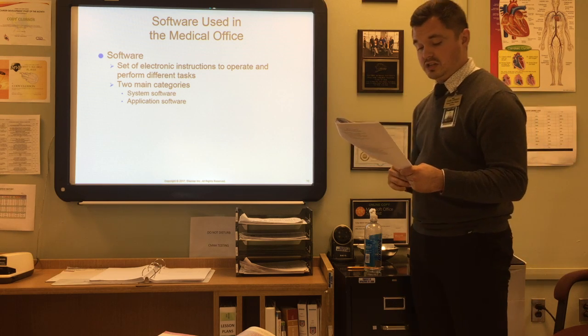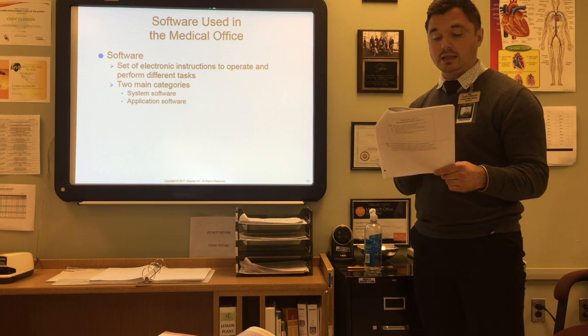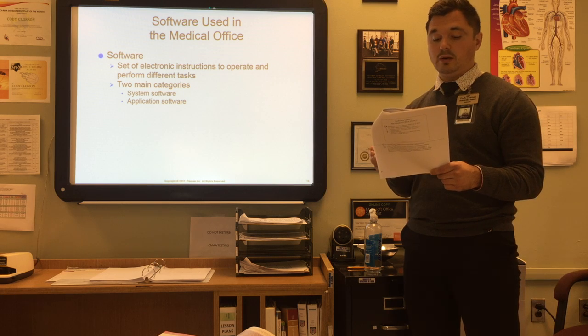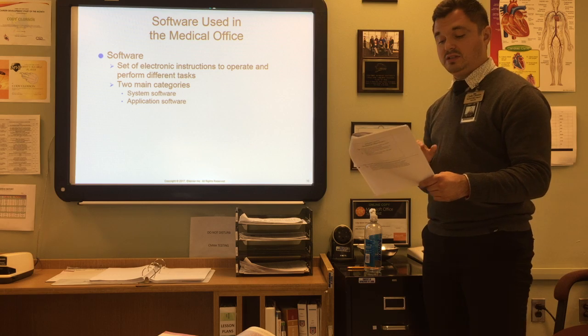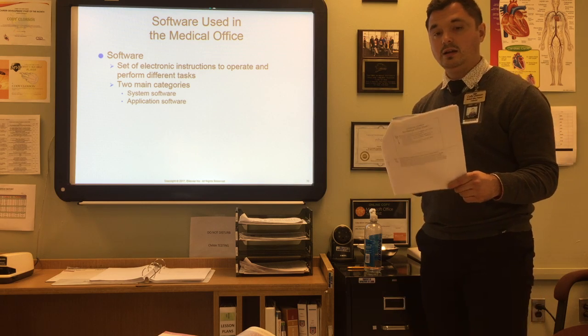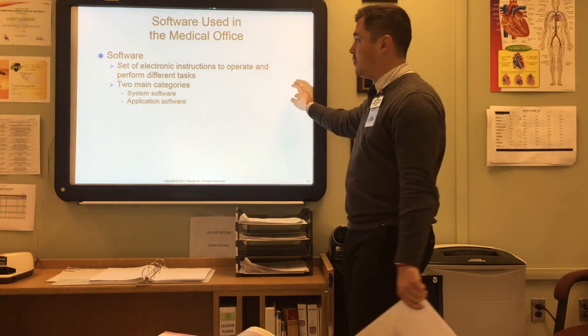And then you have application software. Application software allows the user or other application programs to perform specific tasks. Database software allows the user to work with large amounts of data stored in a program.